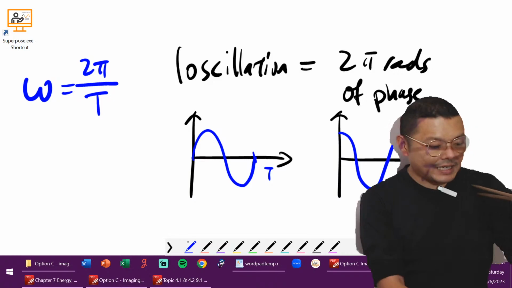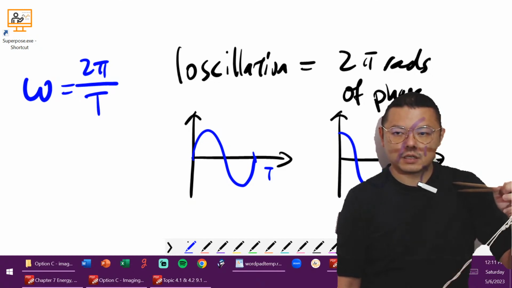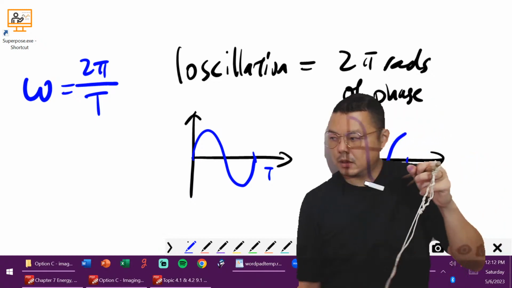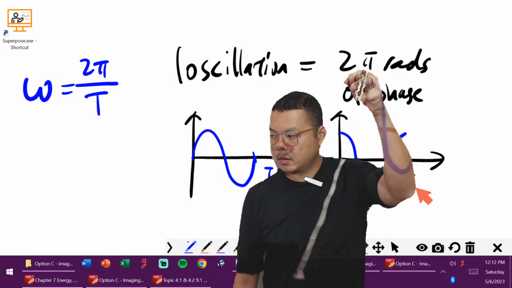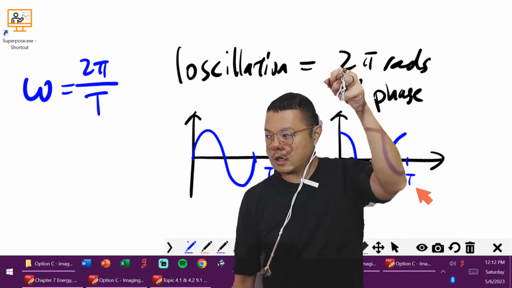So the idea is this, guys: the pendulum was already oscillating. The pendulum was always oscillating like this. Like that. It was already oscillating, right?